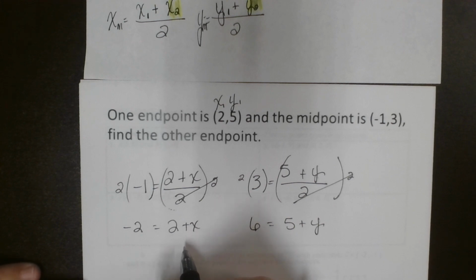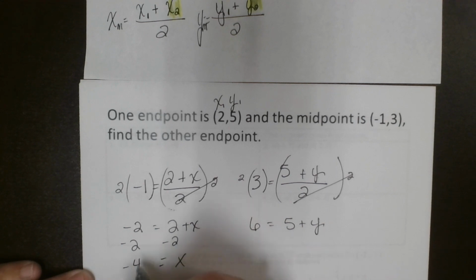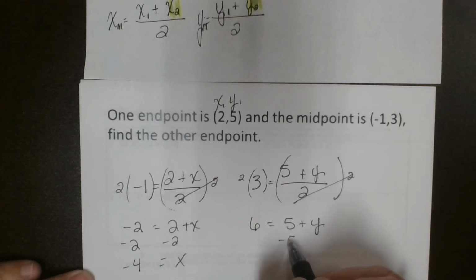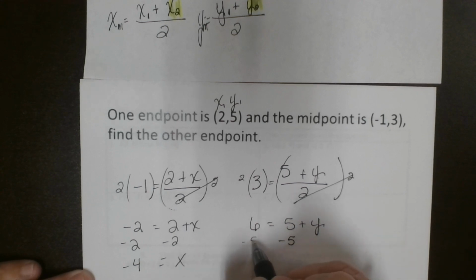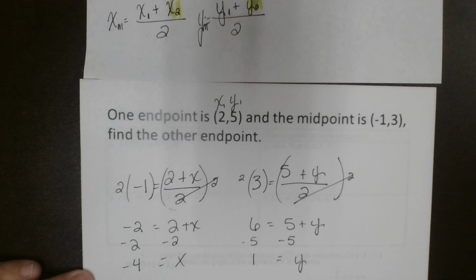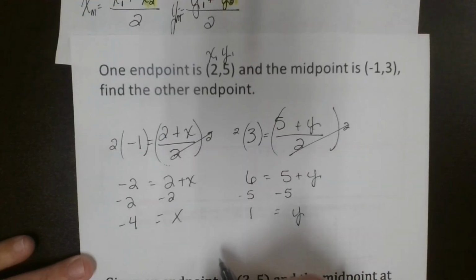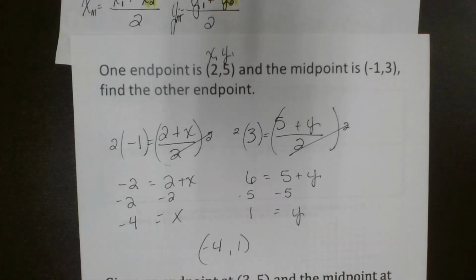So when I subtract this 2 from both sides, I wind up with x is negative 4. When I subtract this 5 from both sides, I wind up with y is 1. So that gives me a new point at (-4, 1). That is the other endpoint of that line segment.